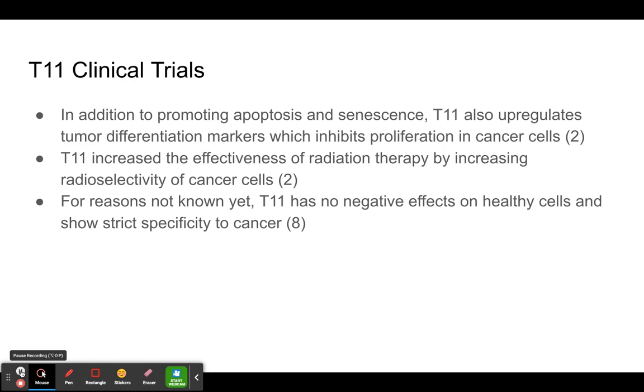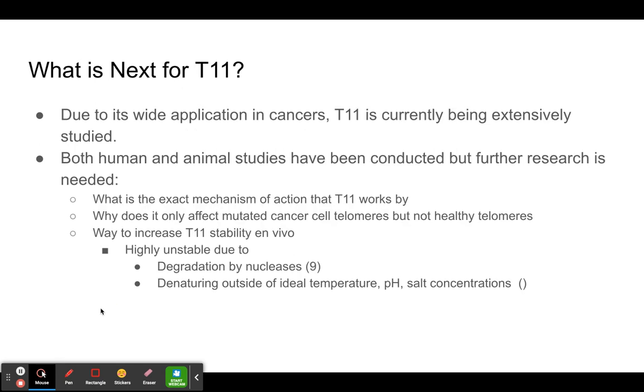For example, it upregulates tumor differentiation, which inhibits angiogenesis. It increases the effectiveness of radiation therapy. And for reasons that researchers have yet to elucidate, T11 only affects mutated cells. It doesn't touch healthy cells at all. And researchers' best conjecture is that the physiology of mutated cells has changed in some way that T11 can differentiate between them. So what's next for this therapy?